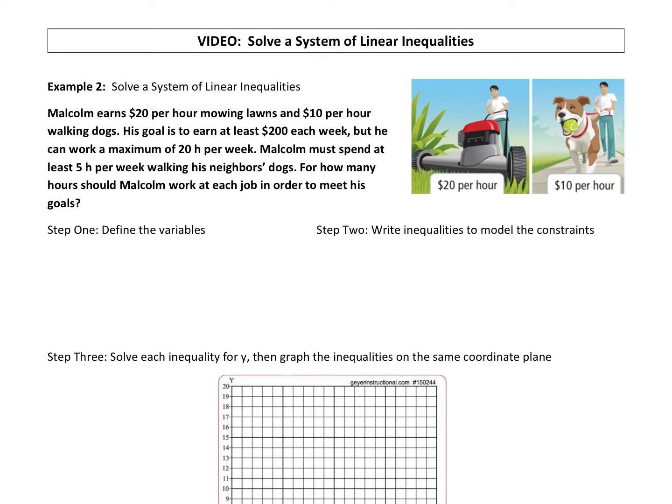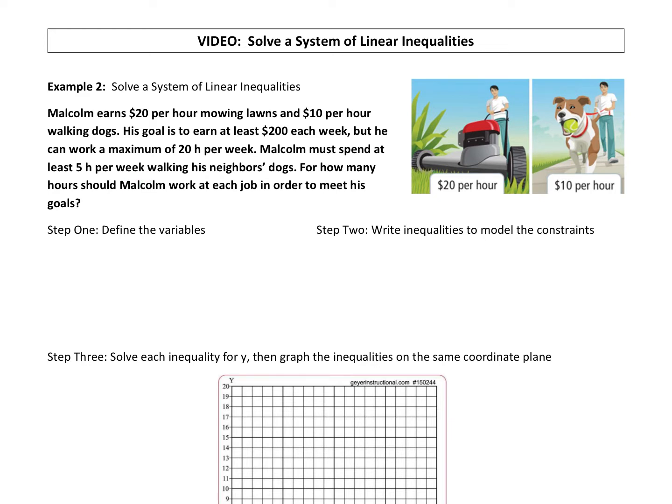His goal is to earn at least $200 each week, but he can only work a maximum of 20 hours per week. Malcolm must spend at least 5 hours per week walking his neighbor's dog. So he has that commitment. For how many hours should Malcolm work at each job in order to meet his goals? So his goal is to earn at least $200 each week, but he has to make sure 5 of the hours he works are dedicated to walking the dogs.